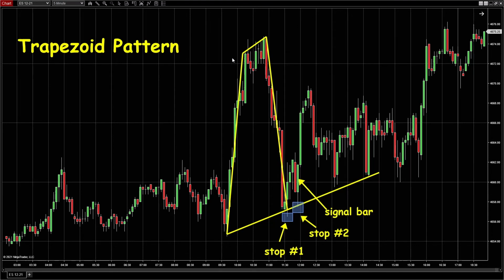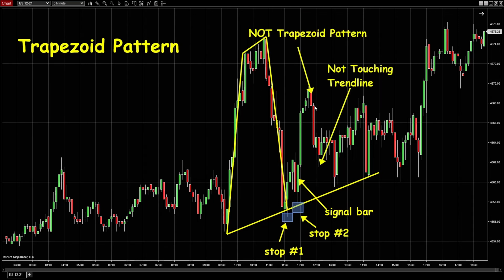Again, at the very top here, you can see the consolidation. There is one push, second push, and third push, leading to the downtrend. This is not the second trapezoid because this leg didn't reach far enough to the bottom trend line. So don't trade this.